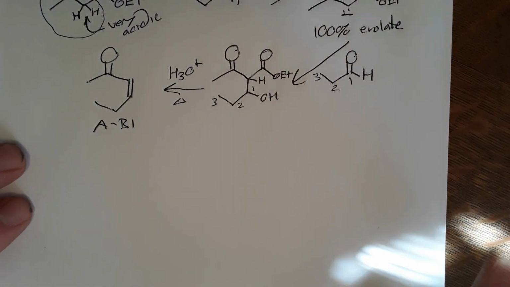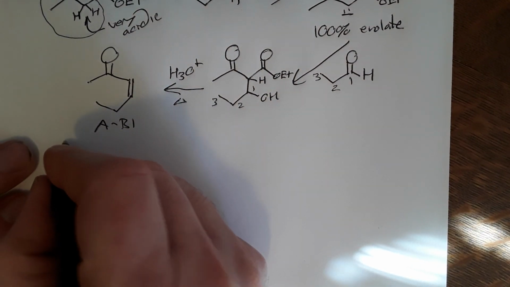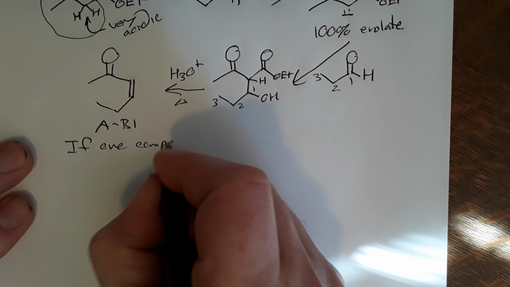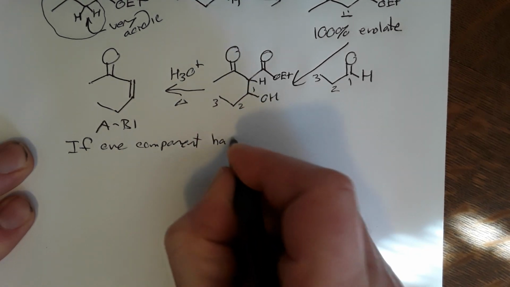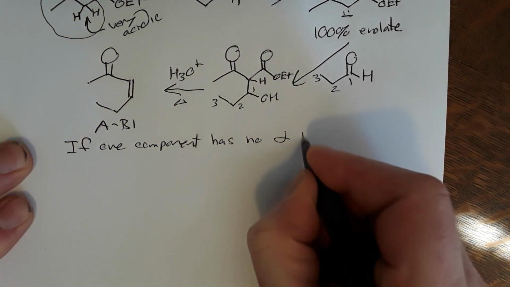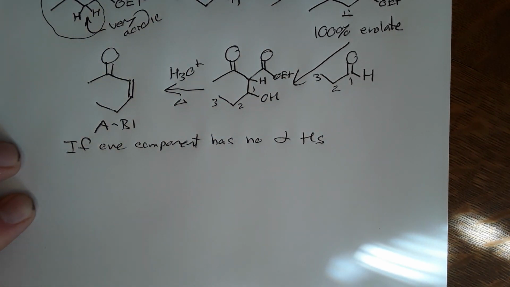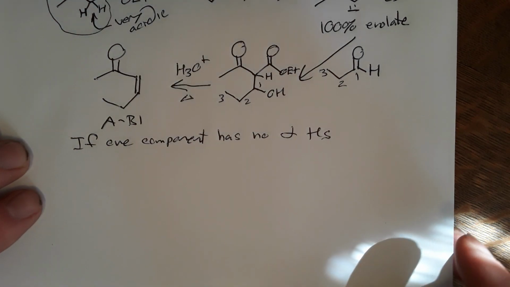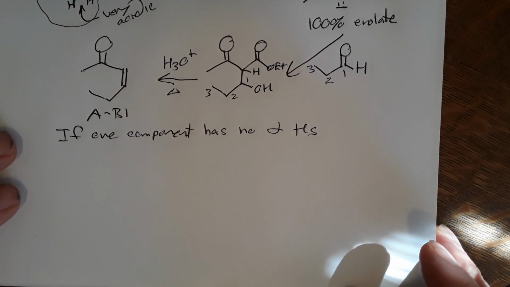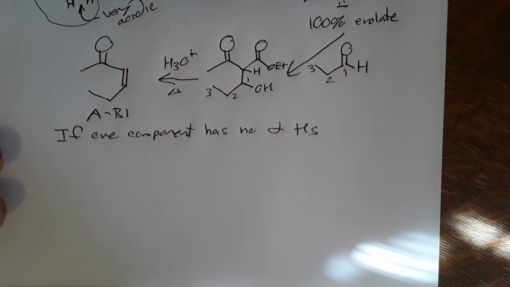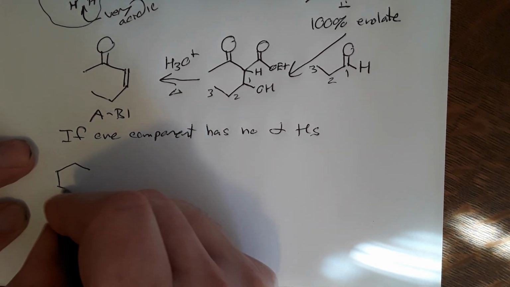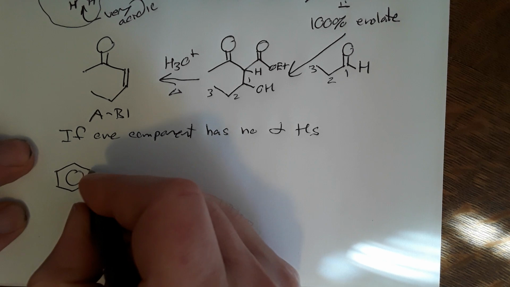Specific situations will work if one component has no alpha hydrogens. If one of the components has no alpha hydrogens, then it cannot become an enolate, and so it will act as the electrophile, and you can potentially get just one product. So let's look at a couple of examples there.